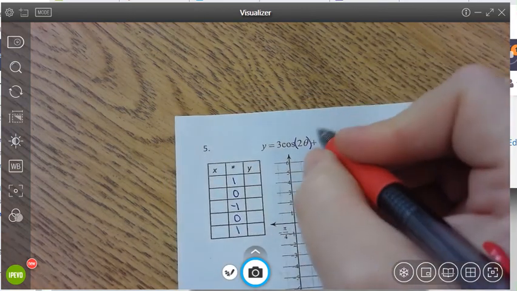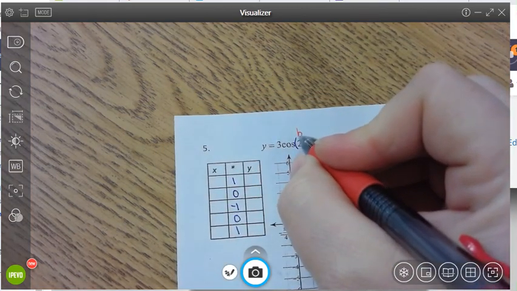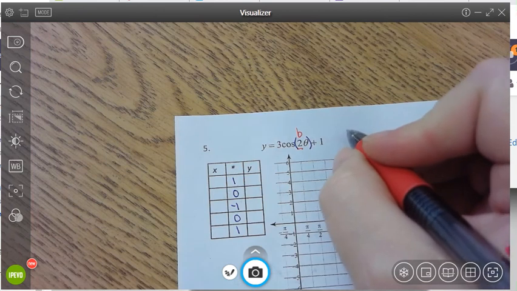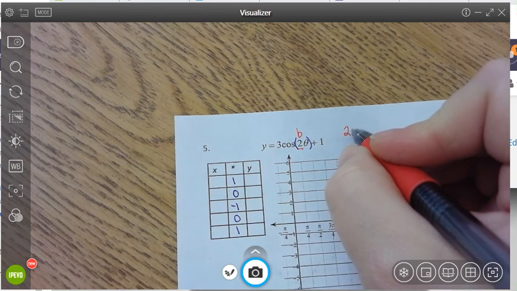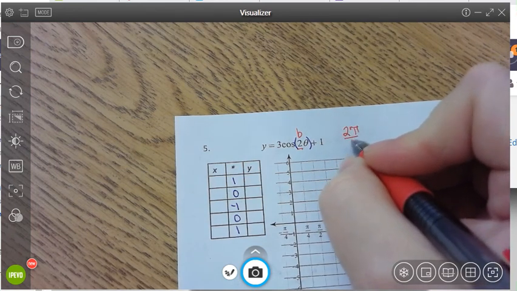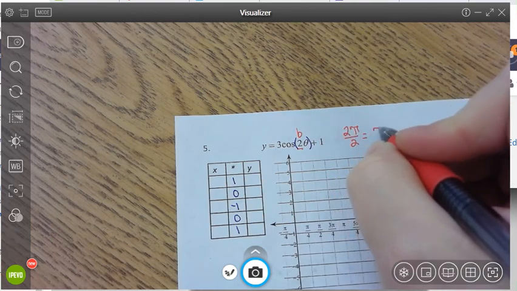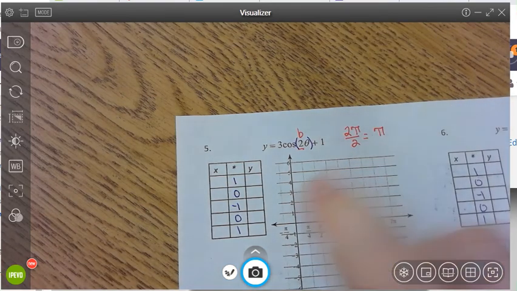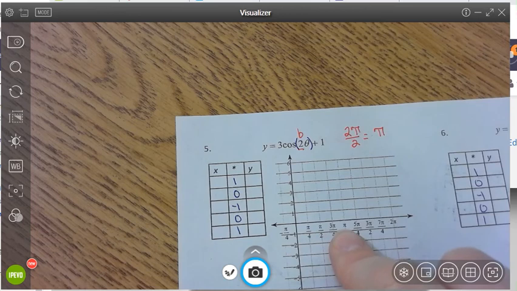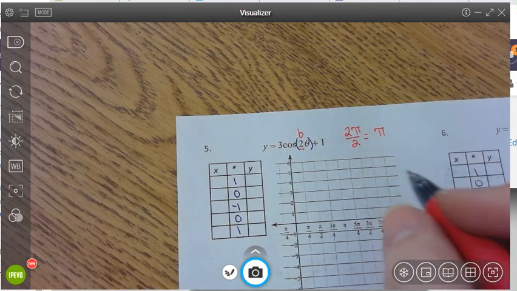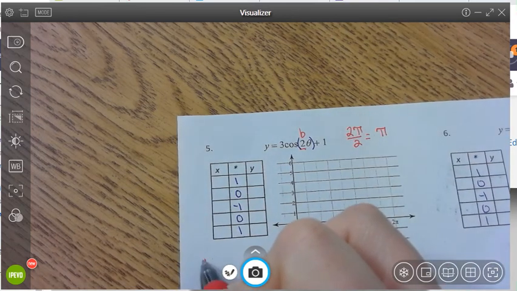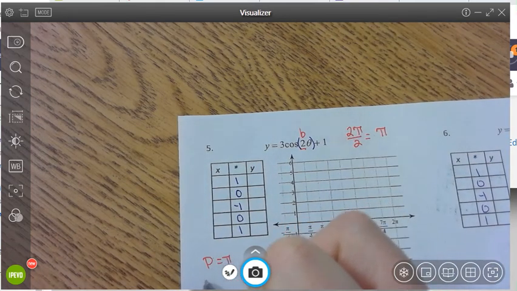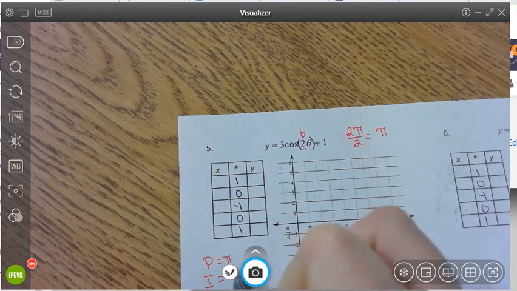Now the next thing we're going to do is I'm going to tell you that the b is 2. So if b is 2, I'm going to take 2 pi over the b, which is pi. So this is done in pi units. I'm going to complete all of this by pi.